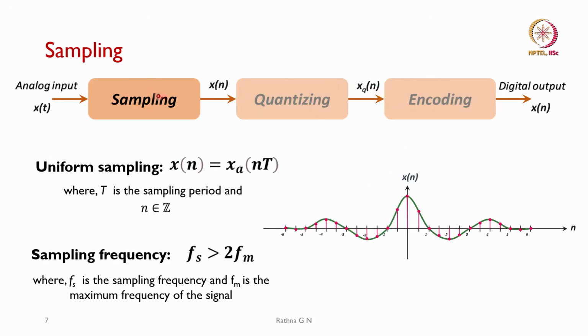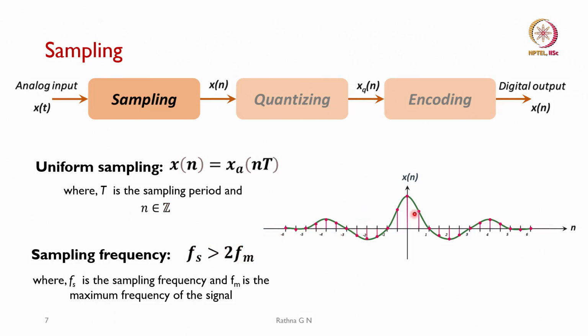The first step in this block diagram of the conversion is sampling. We will see what we call uniform sampling, where x(n) is the output we want after sampling from the analog signal x_a. It is sampled for every n, and T is the sampling period we consider, with n belonging to the integers. Then, when we come to the sampling frequency, how do we fix it? Fs is the sampling frequency, and it should be greater than 2 times Fm, where Fm is the maximum frequency present in our analog input.